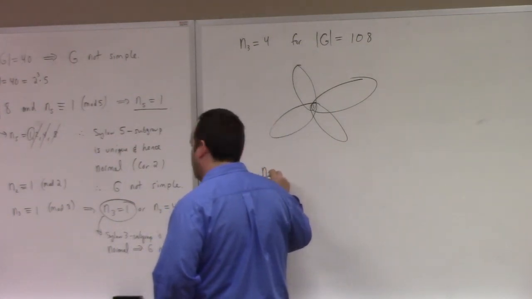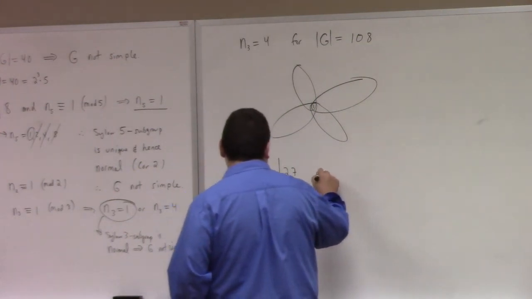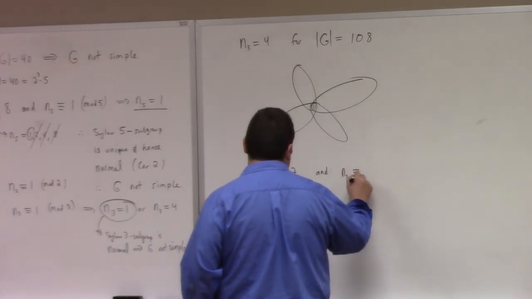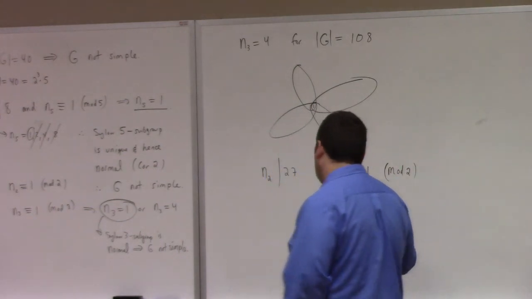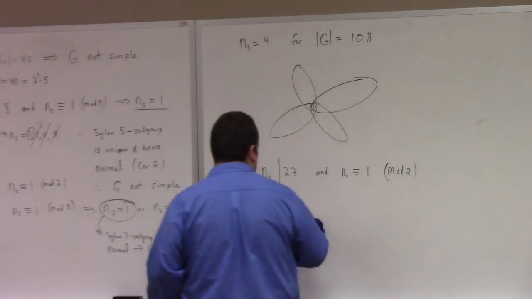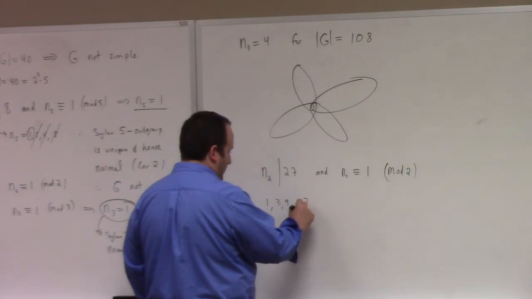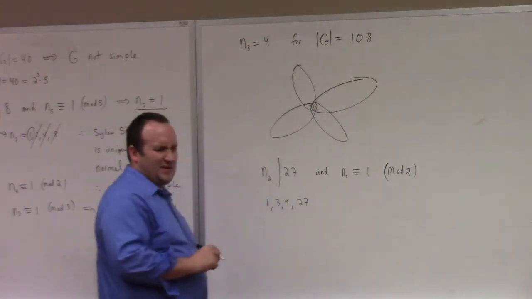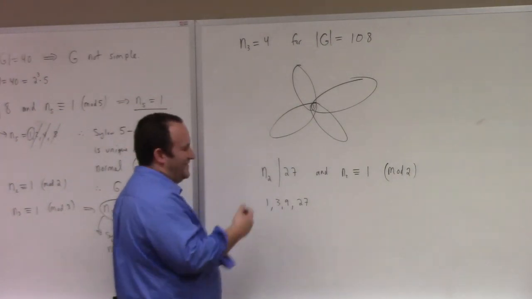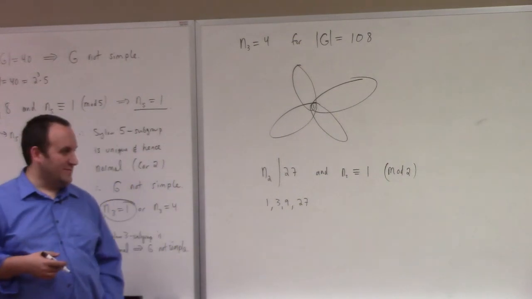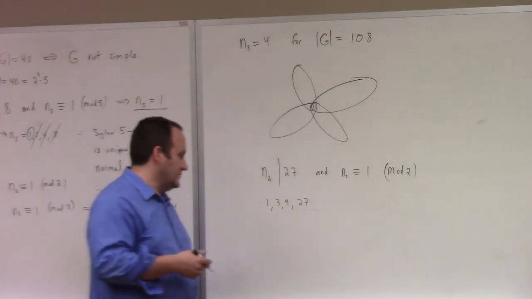Let's think about this. N2 has to divide 27, and we need that N2 is congruent to 1 mod 2. So like you said, let's face the music. What does that actually give us? You say 1, 3, 9, 27? Oh, I'm sorry. It's not as bad as I was thinking. I'm an idiot. Oh, yeah. They're all congruent to 1. So they're all possible.